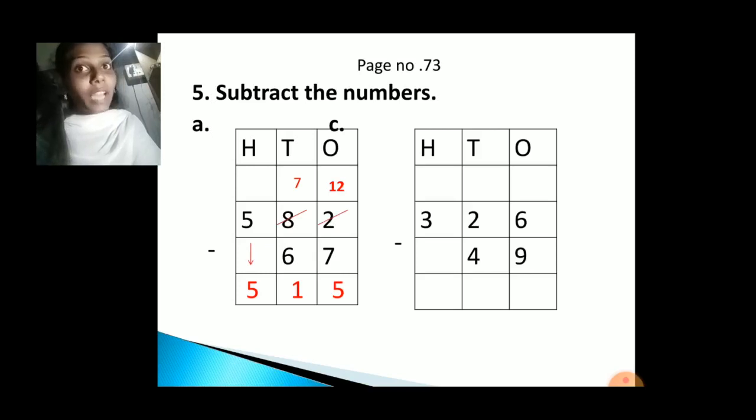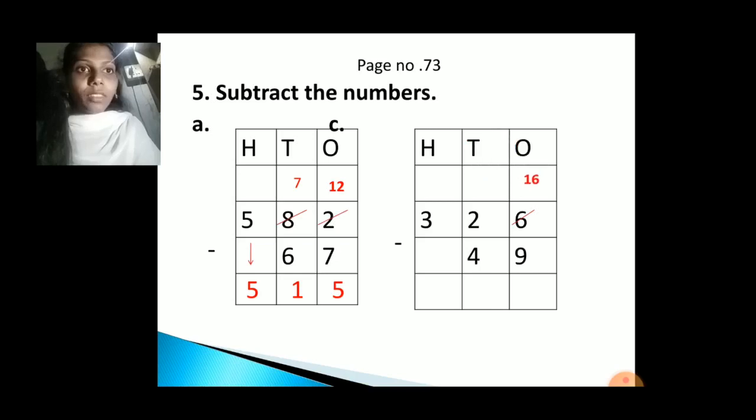Yes, here we will apply the concept of borrowing. So we will borrow from the tens column, right? So we will take 110 from the tens column and we will add it to the 6 ones. Now you will tell me 10 plus 6 equals to how many? Yes, 16. So we will cut the 6 and instead of 6 what we will write? 16. Very good.